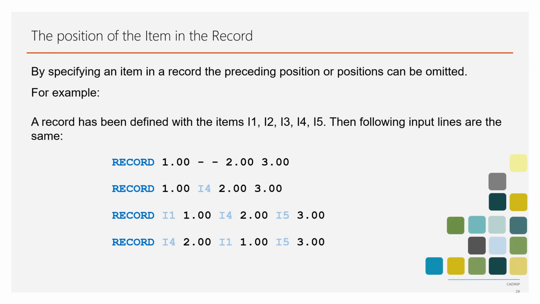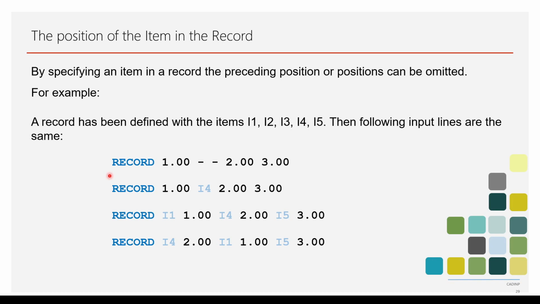By specifying an item in a record, the preceding position or positions can be omitted. Or in other words, the items I2 and I3 can be skipped by specifying I4 right after item I1. Please notice that in the last command line, the original order of the items has changed. However, entering the name of the item such as I4, I1 and I5 is mandatory in this case.